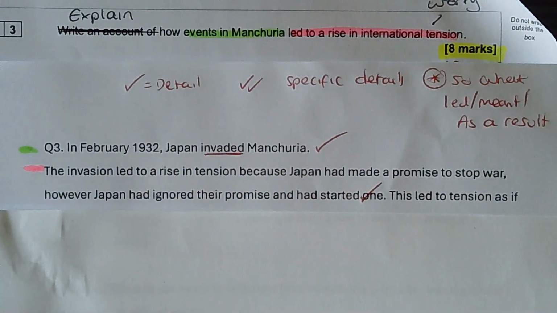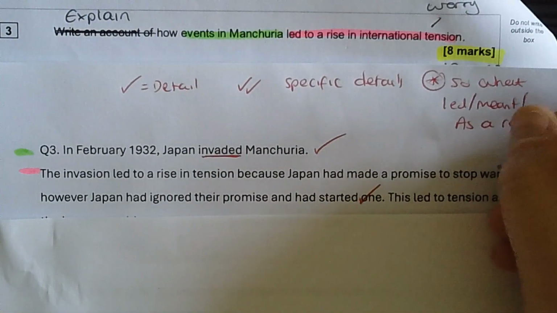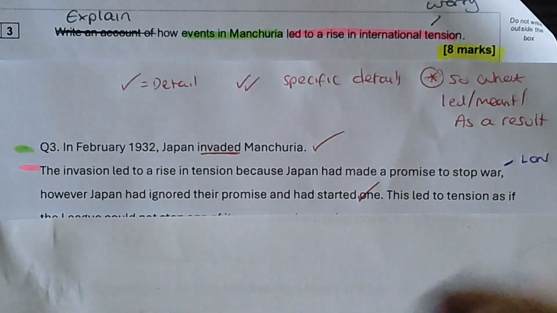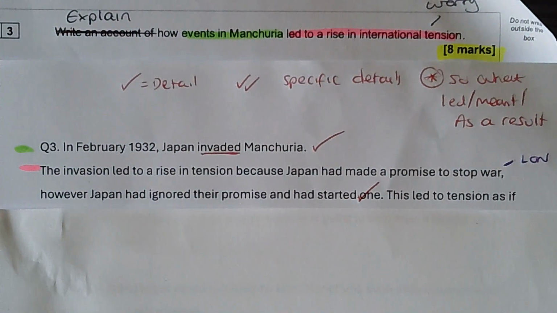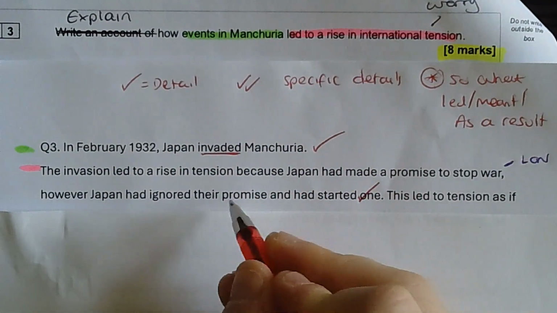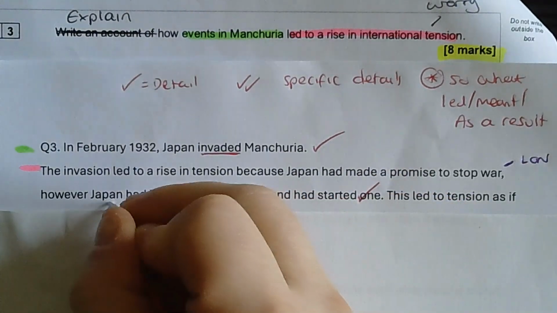Now, if I was improving this to get more marks, I'd be talking about how they promised through the League of Nations. So the purple pen is just some improvement, adding some information about the League of Nations. And what I'm looking for now is further detail on how it led to tension. So what if Japan had ignored their promise and started one?